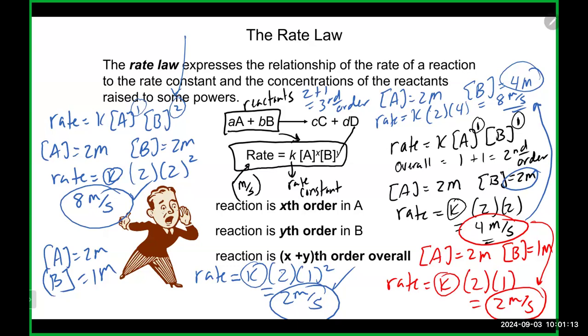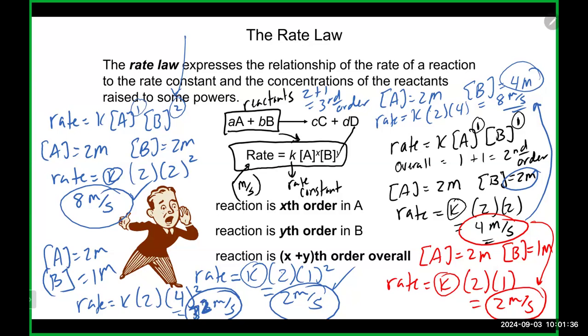Same thing as well, if I wanted to speed it up and I threw A as 2 and B as 4 molar, that's going to give me 8 times 2 is 16 molar seconds, right? So here I, again, sped it up. That's bad math there. That's 32 if I did that math right there.